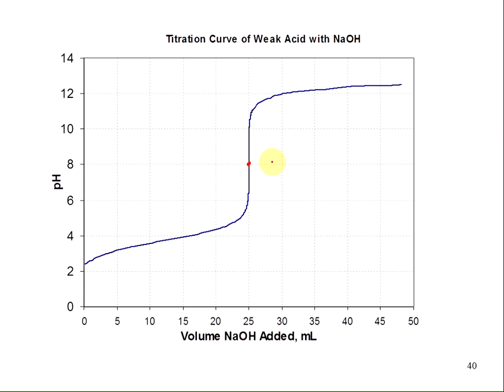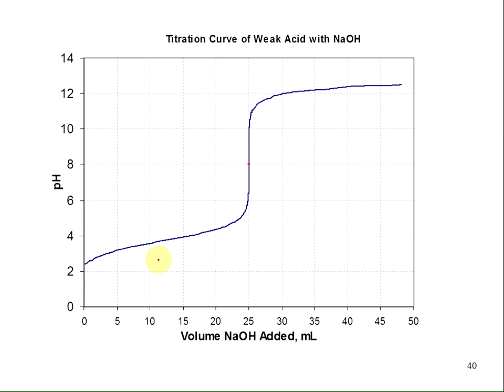So this is because at the equivalence point, all of the sodium hydroxide has consumed all of the weak acid, and the only thing that's left is the conjugate base that's formed from neutralizing the weak acid. So the weak base is what's causing the pH to be basic at the equivalence point.